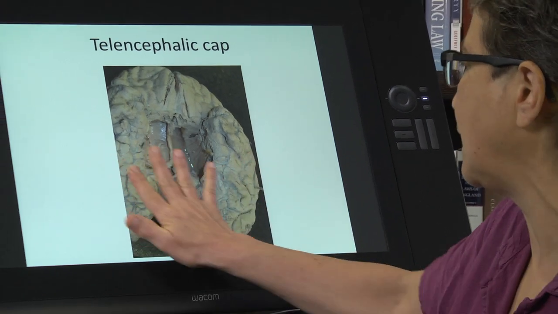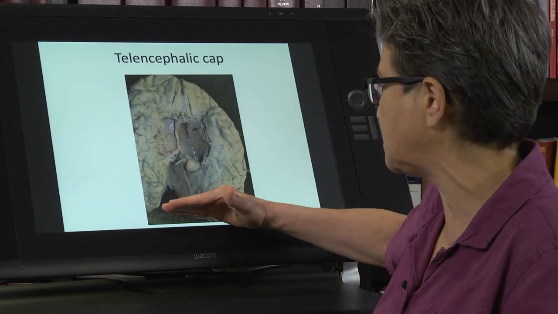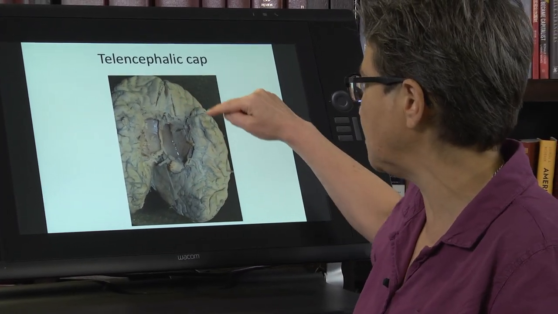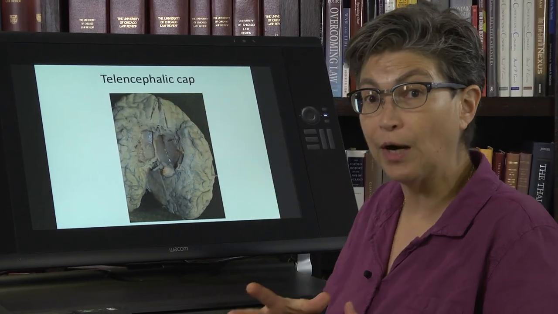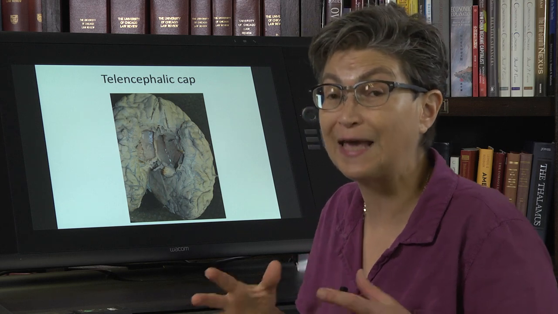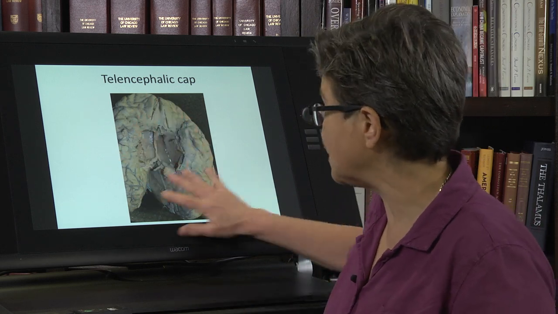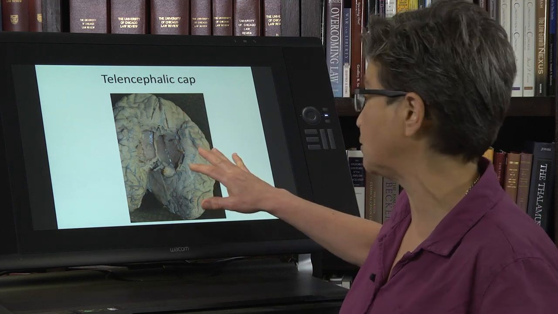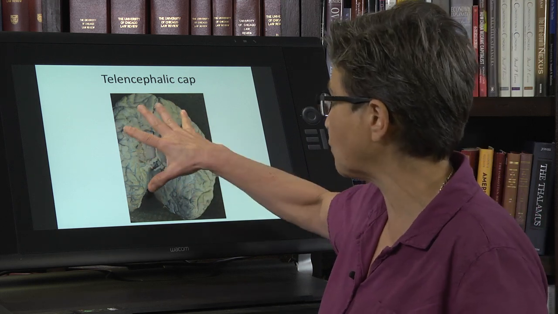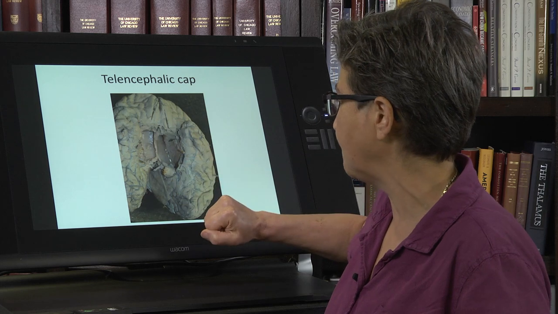What you're looking down on, this is the front, this is the back, the eyes would be here, this is the temporal lobe. You're looking down on what I would call the telencephalic cap. And this is what we're going to look at. We're going to have a little detour into the dorsal thalamus as well, but this is what we're going to spend most of the rest of the time on.